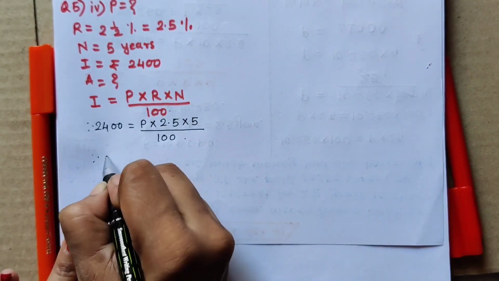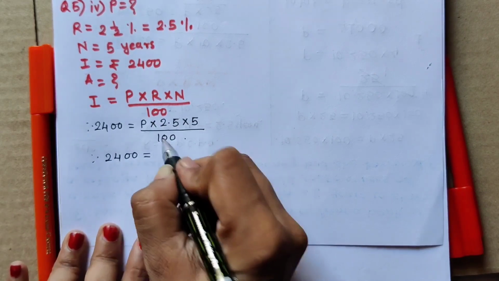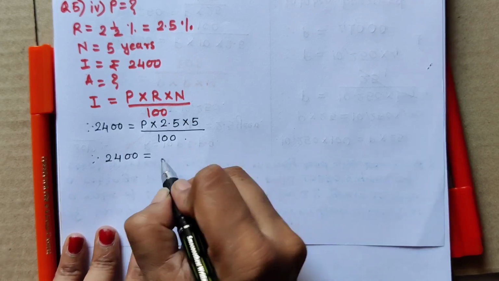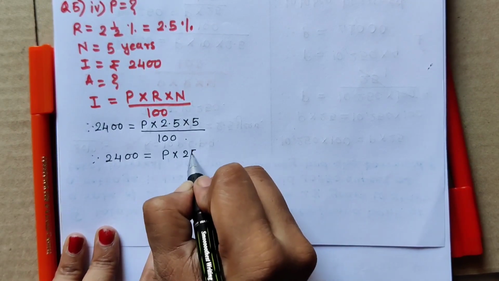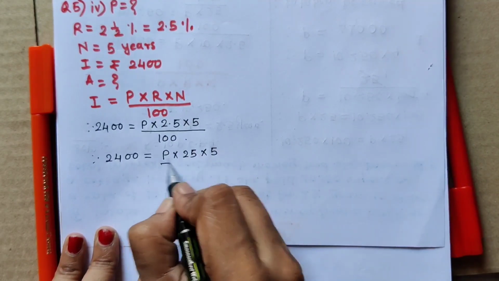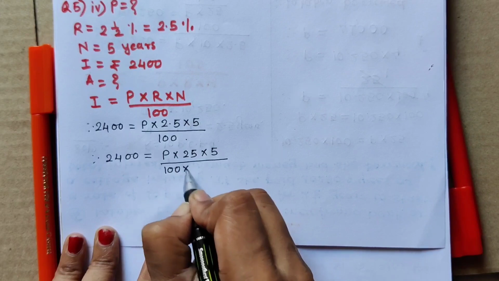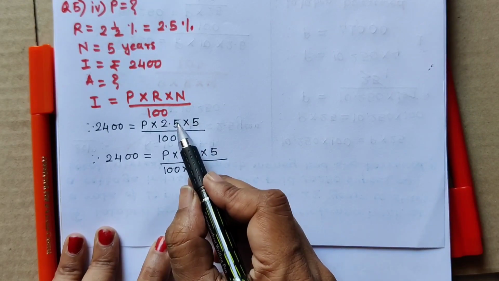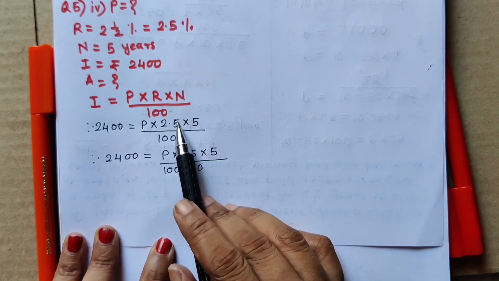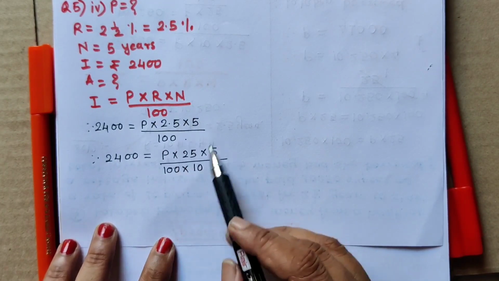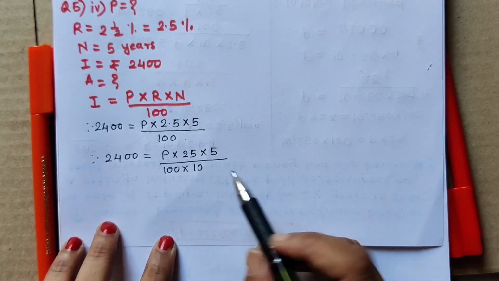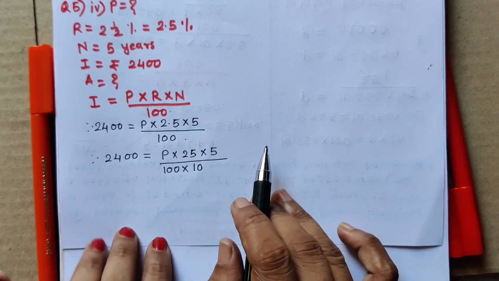Now what I am going to do, in place of 2.5 we write its fraction. 2.5 means 25 upon 10, we all know that. So P into 25 upon 10, I write in the denominator afterwards, into 5. So this 100 as it is, and multiplied by 2.5, we are going to write 25 upon 10. 2.5 is a decimal fraction, and the simple fraction is 25 upon 10. 2.5 means 25 upon 10.